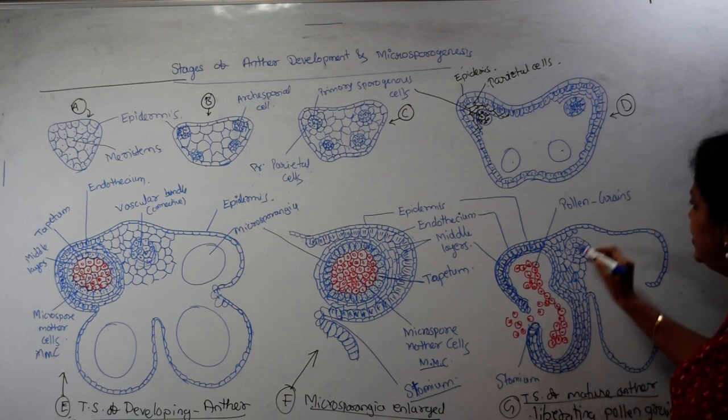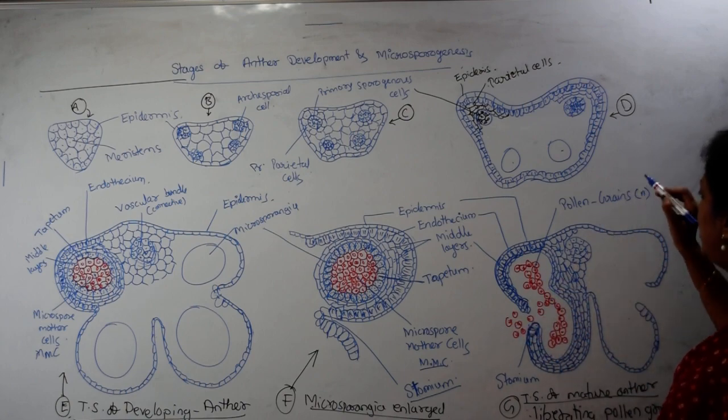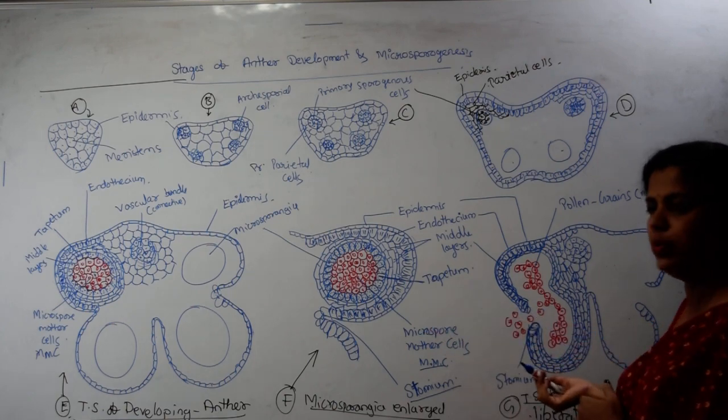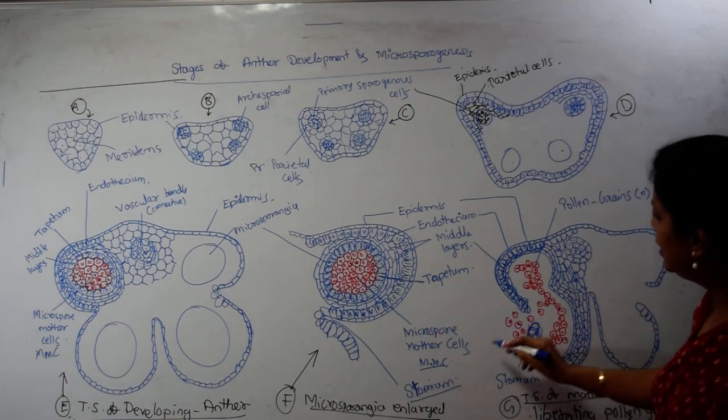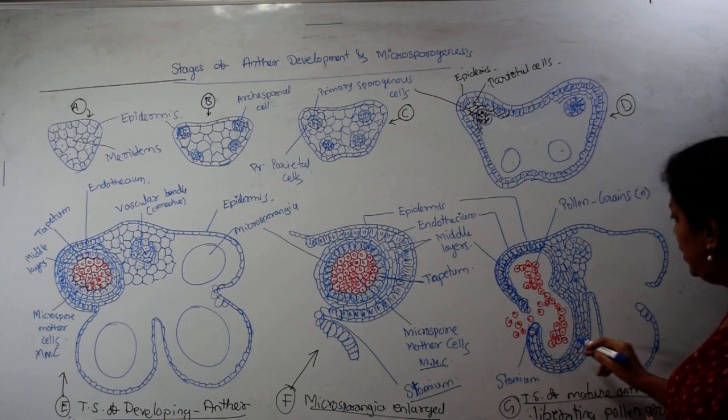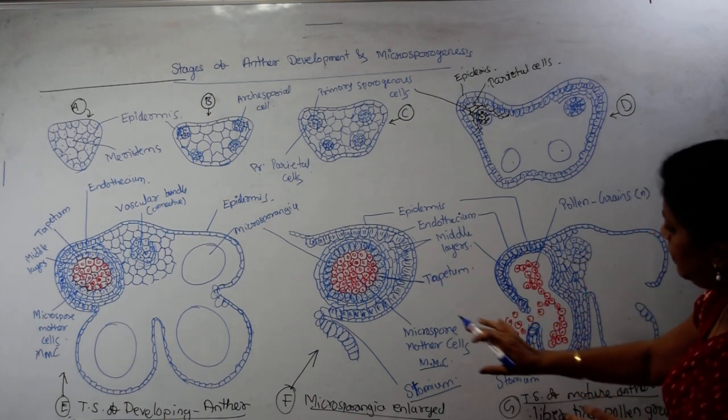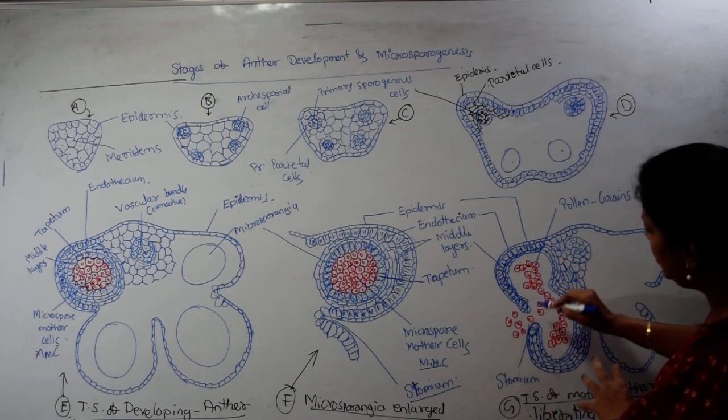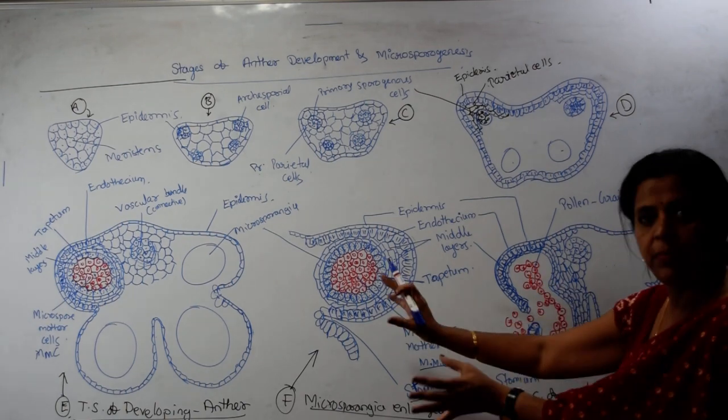These are all pollen grains. They are formed after meiosis. They are haploid in nature. They come out during maturity. So all the layers are there, but the major thing happening is that at the stomial layer it will break.